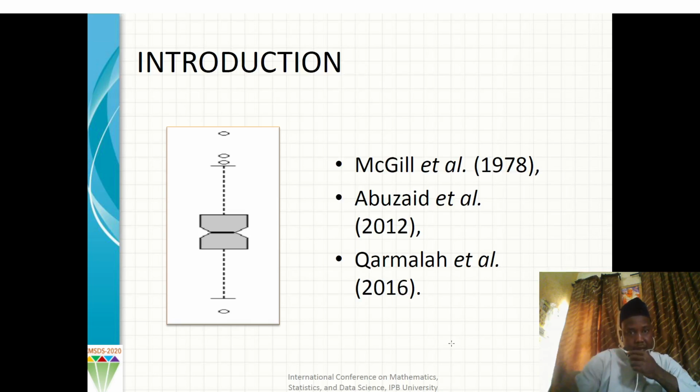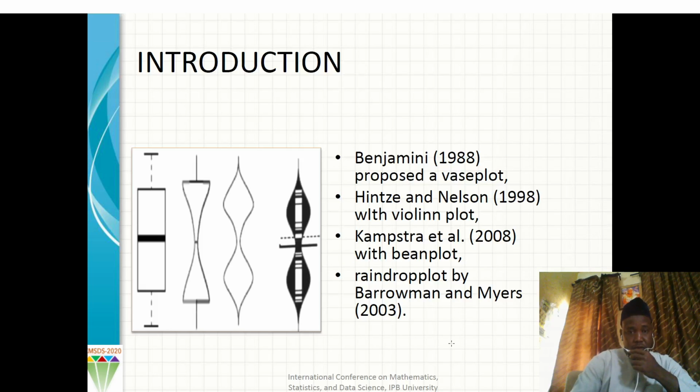Like Abu Zaid proposed another boxplot for circular data. Karamala proposed a K boxplot to display multimodality in boxplot. So many limitations of boxplot were overcome, and we have a lot of new proposals of plots that are inspired by boxplot. For example, the base plot by Benjamin, by Byron, by Haynes, the bin plot by Kamstra, the raindrop plot by Barrowman. All of these plots were meant to overcome one problem or the other of boxplot.